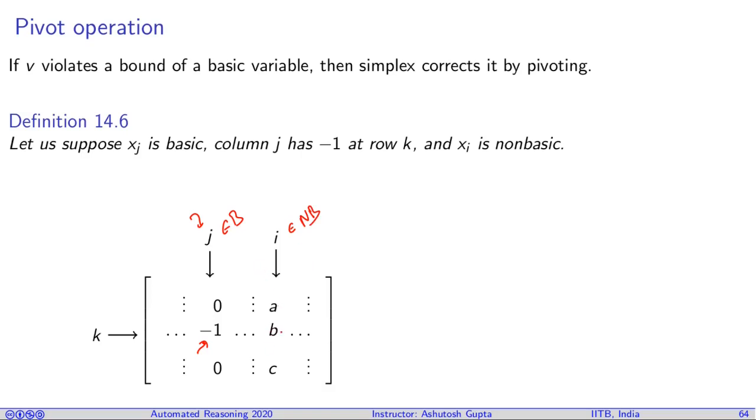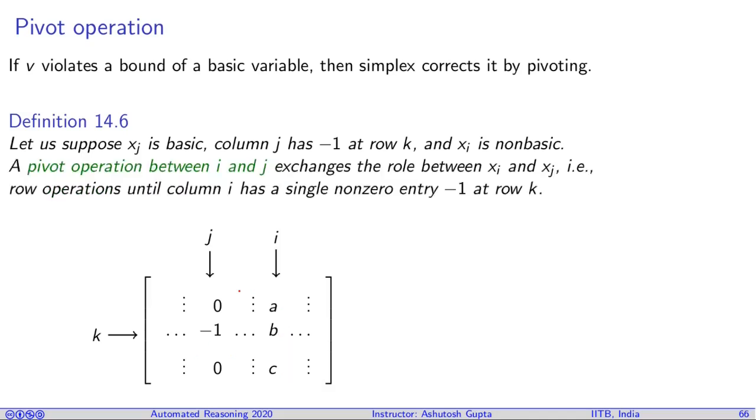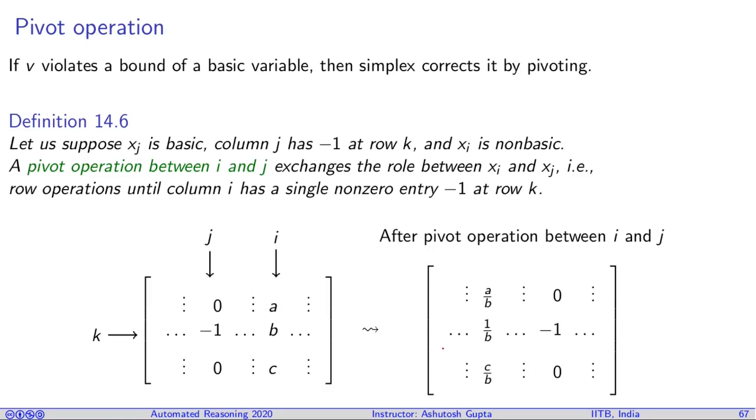It is basically row operations. The row operations are done such that -1 comes here, 0 everywhere else, and whatever the consequence of these row operations on this column is, whatever it may be. If we do these kinds of row operations, we obtain this kind of matrix. This swaps the roles of variables xi and xj. xj becomes a non-basic variable and xi becomes a basic variable.